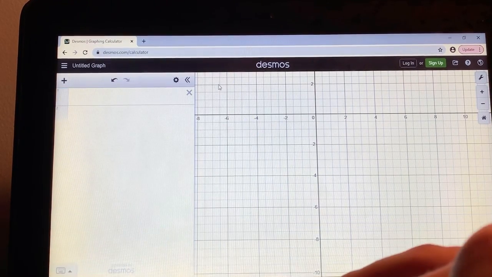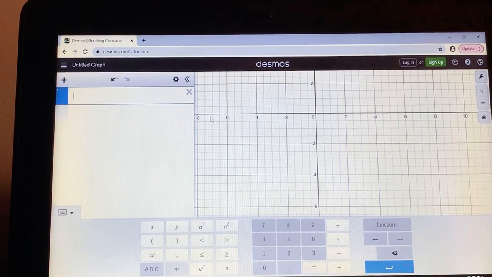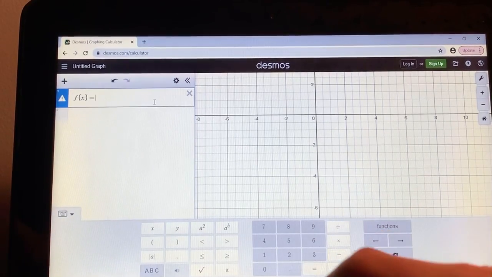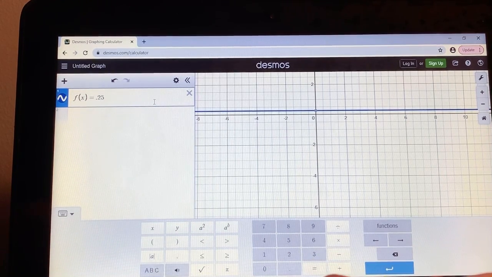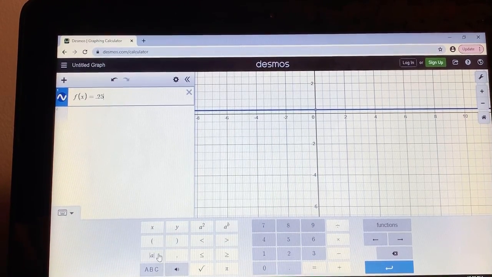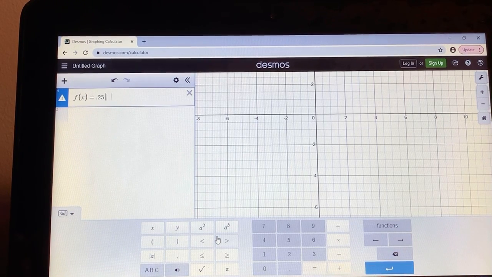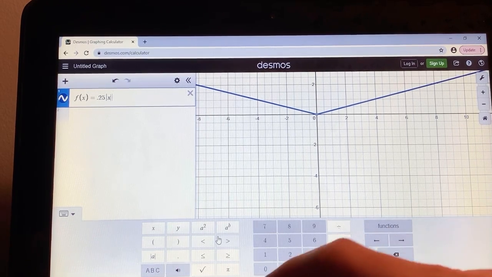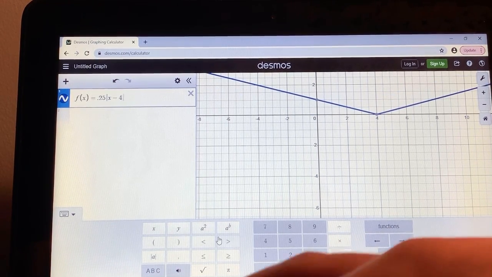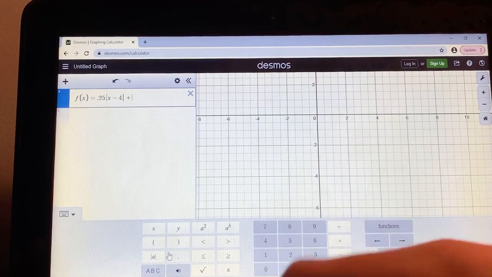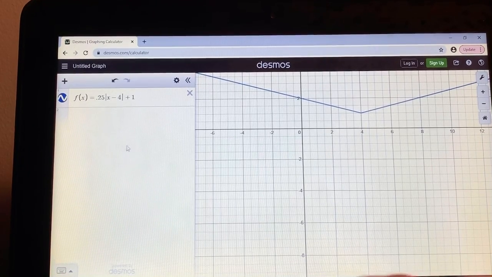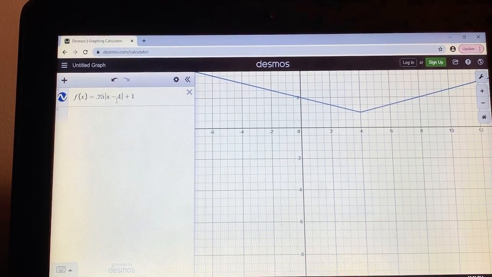Now, I don't know if there's a way to make that the whole screen. But now let's say we did f of x equals 0.25 absolute value of x minus 4, plus 1. Now if we want to go from the equation to the graph, we just see it's x minus 4, plus 1.